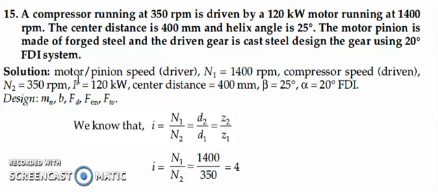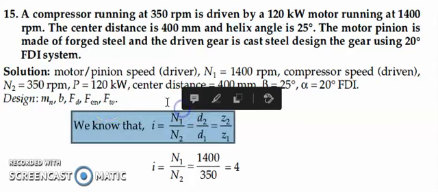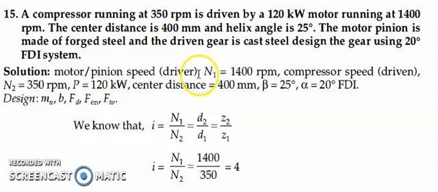So here we can identify it is a helical gear because the helix angle is given, that is equal to 25 degrees, and we can write the given data. Motor speed, that is the driver speed, N1 is equal to 1400 rpm. Then the compressor speed, that is the driven, N2 is equal to 350 rpm. So here the speed is reduced from 1400 to 350 rpm, and the power is 120 kilowatt, and the center distance is 400 mm.